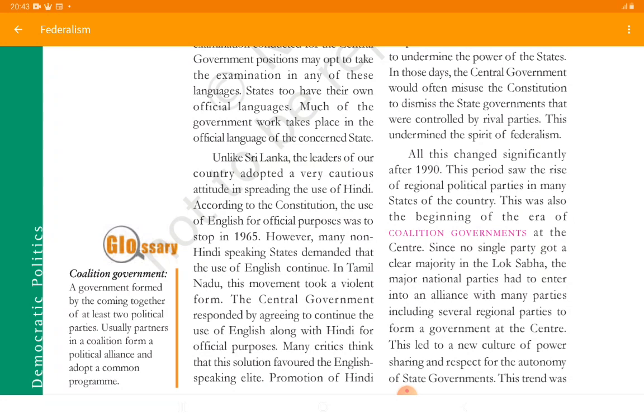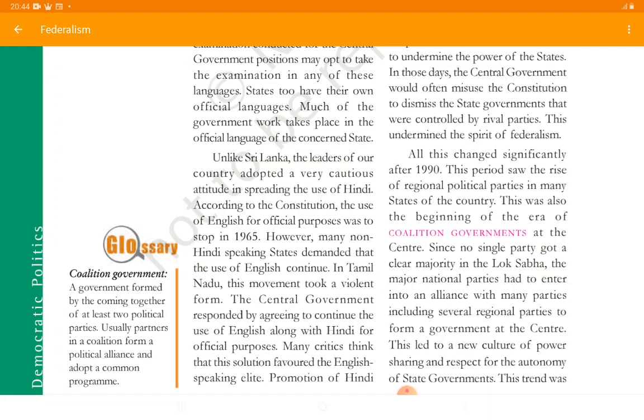Unlike Sri Lanka, the leaders of our country adopted a very cautious attitude in spreading the use of Hindi. According to the Constitution, the use of English for official purposes was to stop in 1965, because it was a foreign language. However, many non-Hindi speaking states demanded that the use of English continue. In Tamil Nadu, the movement took a violent form. The central government responded by agreeing to continue the use of English along with Hindi for official purposes. This means English was also declared an official language. Many critics think that this solution favored the English speaking elite.